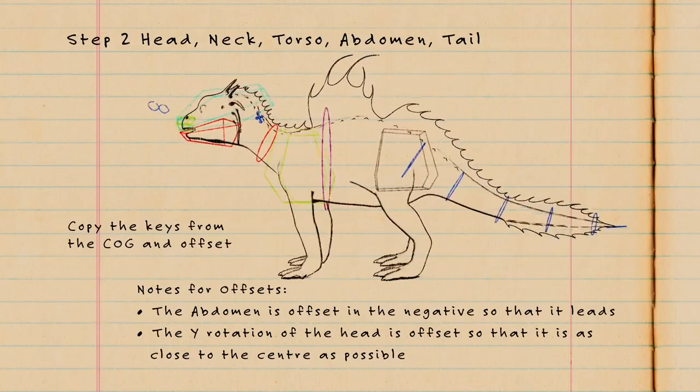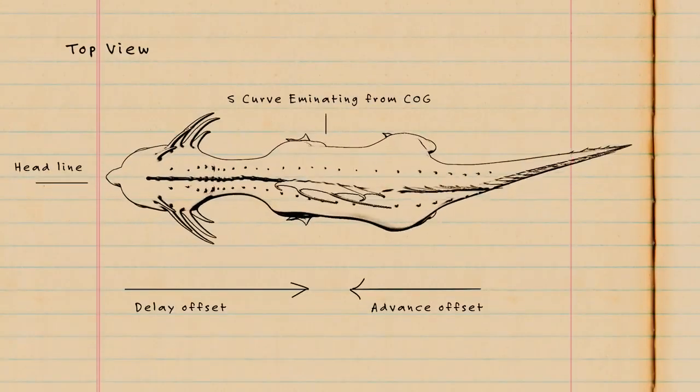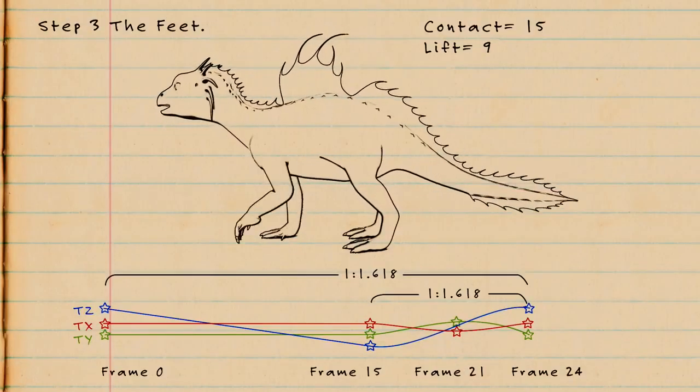Now we copy this motion to the head, the neck, the torso, abdomen, and tail, and we offset the keyframes for each. Everything forward of the COG will be delayed so that the head will roughly align itself along the center line. In Maya, this is the x-coordinate. The abdomen will be offset ahead of the COG as the back feet lead in a quadruped. Now, once we've got that looking good, it's time to work with the feet.